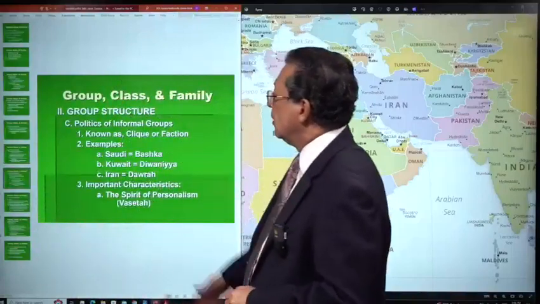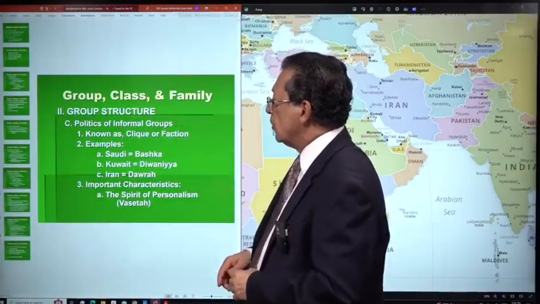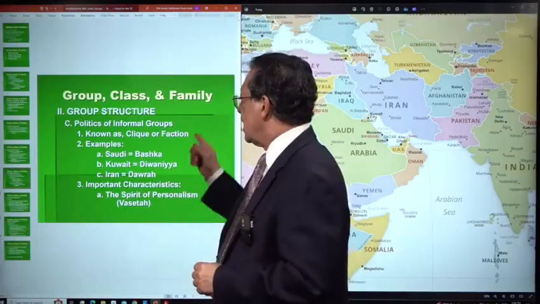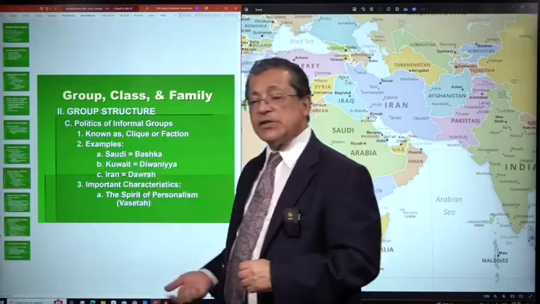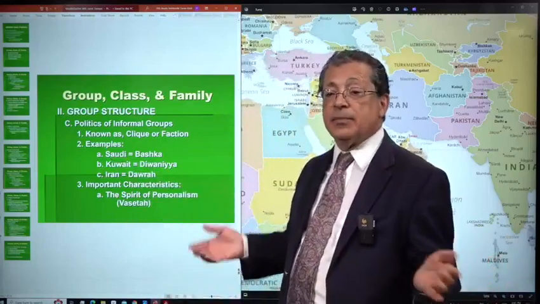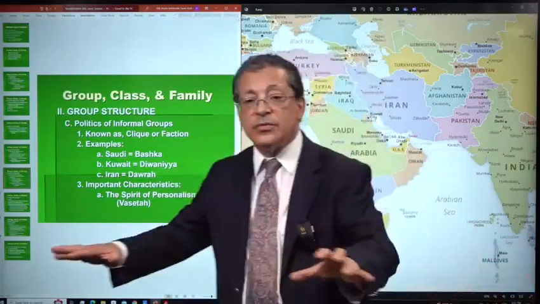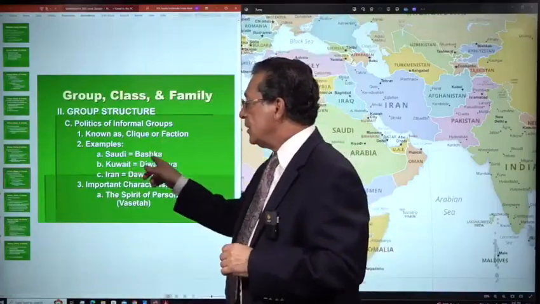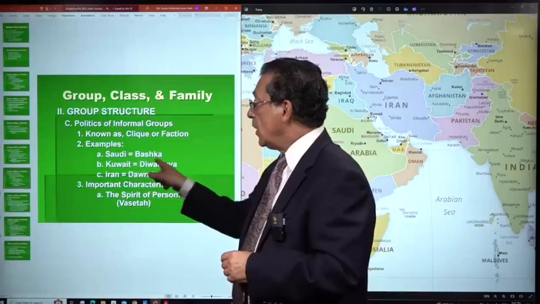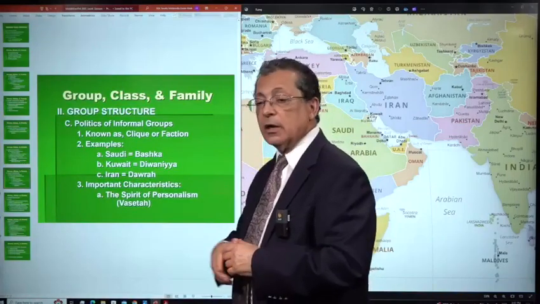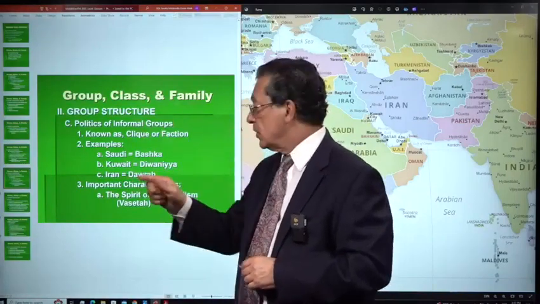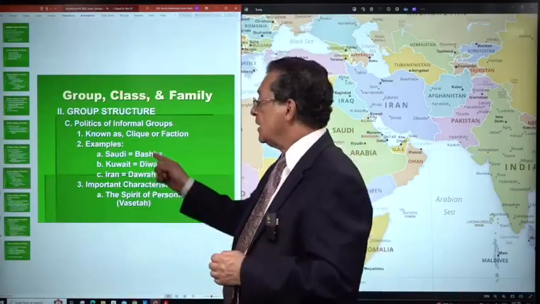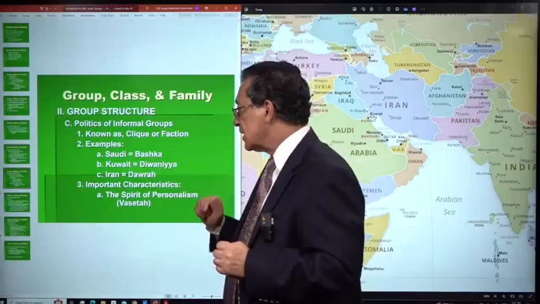Here we go. So, group politics of the informal group. Groups can be known as cliques, what we say, factions. So, what are some of the examples of it? I can ask you, give me some example. Again, I chose this one from all the readings that you have had, okay? It's not coming from nowhere. In Saudi Arabia, they call it bashka. In Kuwait, they call it Diwaniya. And in Iran, they call it Dore. Dore means a circle. That's all right? Diwaniya is basically a gathering of people together. And in a bashka, same thing, a gathering. So this is a clique.